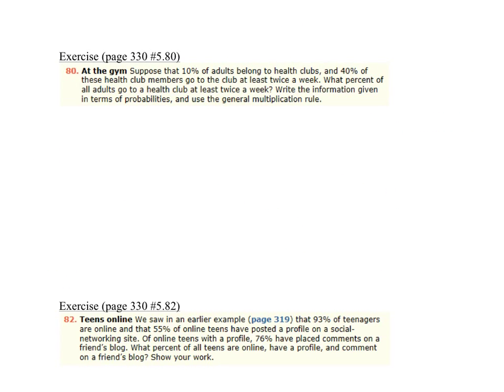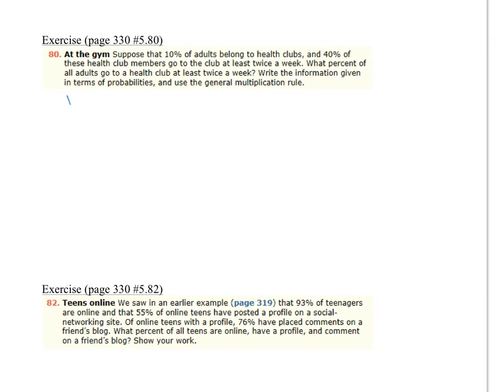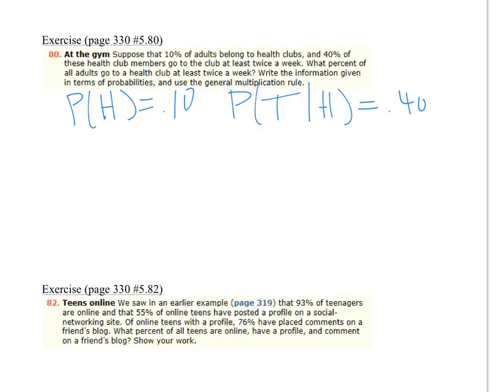On to page 31, problem 80. If 10% of adults belong to a health club, I'm going to summarize that information with P(H) equals 0.10. 40% of these health club members go to a club at least twice a week. So the probability of twice a week given that I'm a health club member is 0.40. What percent of all adults go to a health club at least twice a week? So that question just asked me for the probability of H and T.